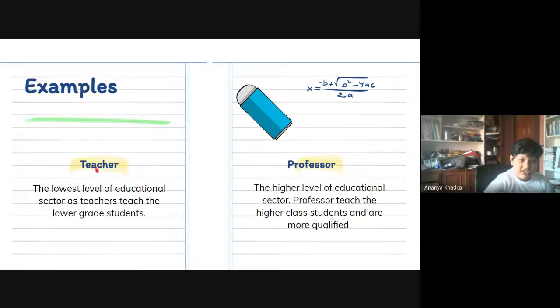Examples. Teacher: the lowest level of educational sector, as teachers teach the lower grade students. Professor: the higher level of educational sector. Professors teach the higher class students and are more qualified.